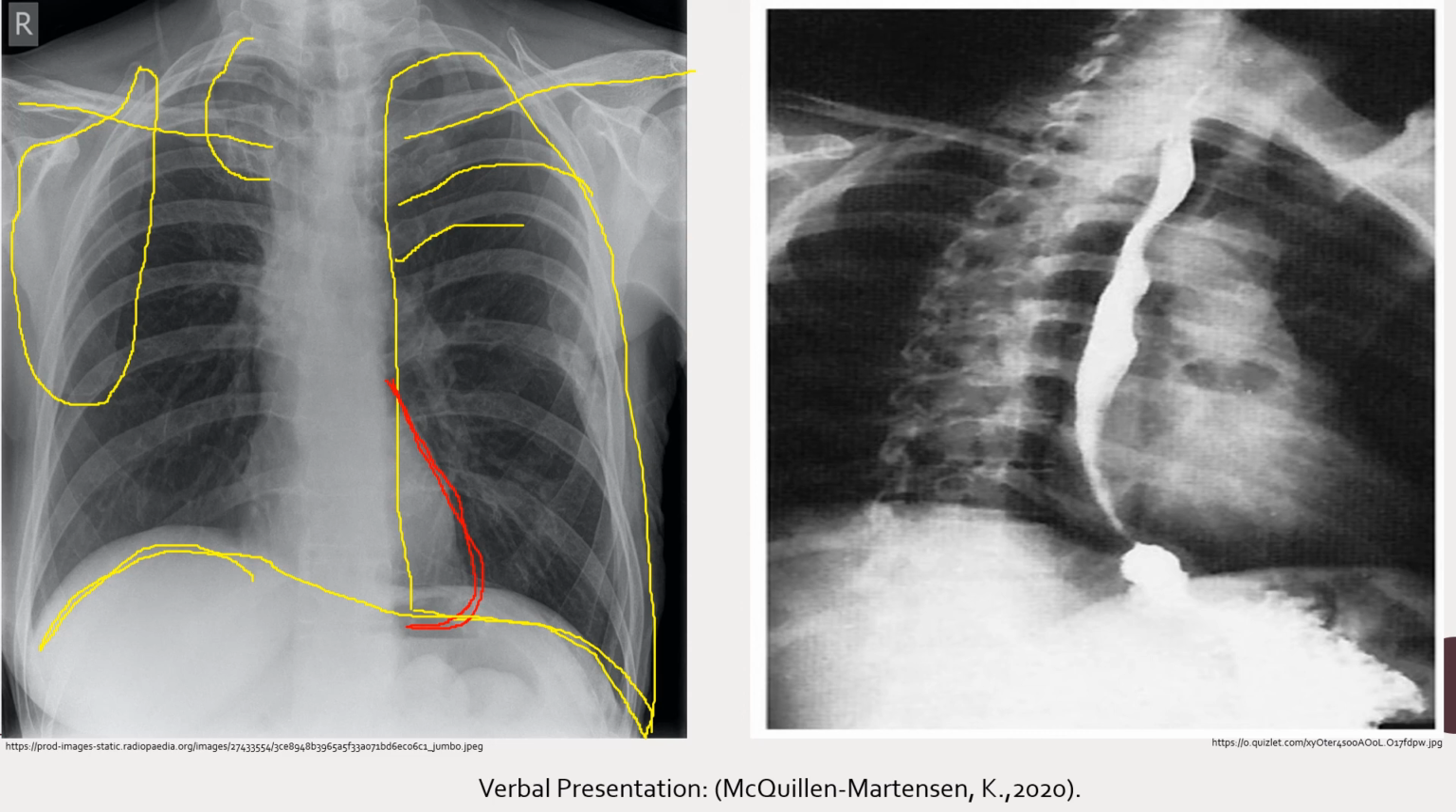Now on the right-hand side of these two pictures, we have a fluoroscopic image, which is a live x-ray. And this is of an esophagram. This big long white tube, this is your esophagus. And the white that it's filled with is contrast that the patient has swallowed for the exam.